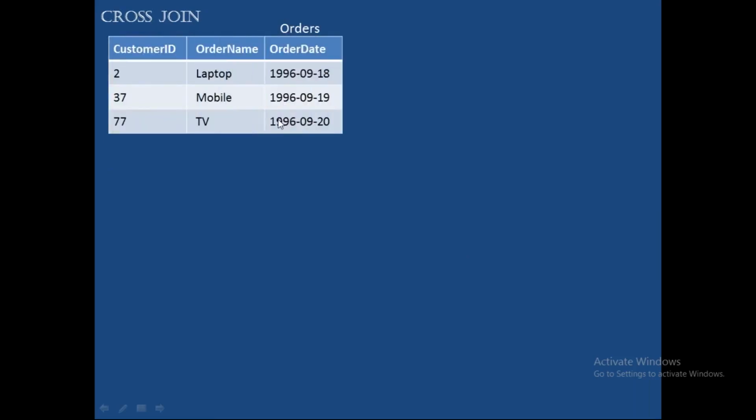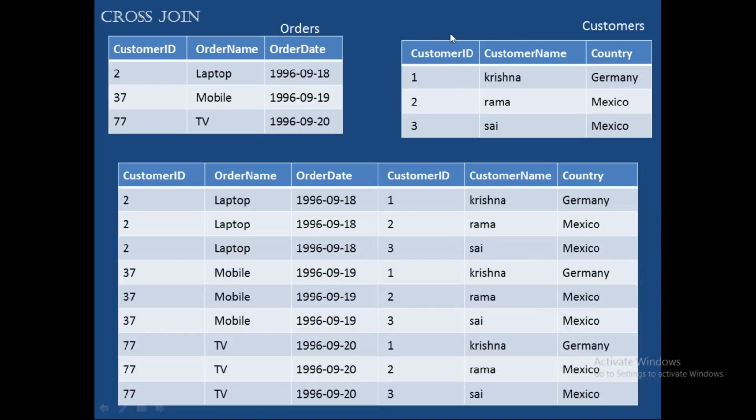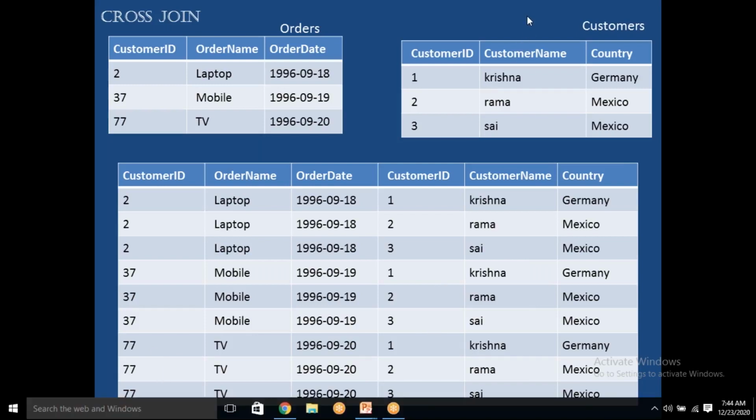Next, cross join. This is orders, and this is customers. Now you see, when I apply cross join, what happened? The second record will join with 1, 2, 3, so the second record is repeated 3 times. 2 will join with 1, 2 will join with 2, 2 will join with 3. Next, consider 37: 37 will join with 1, 2, 3. Next, 77 will join with 1, 2, 3. There are 3 records here.